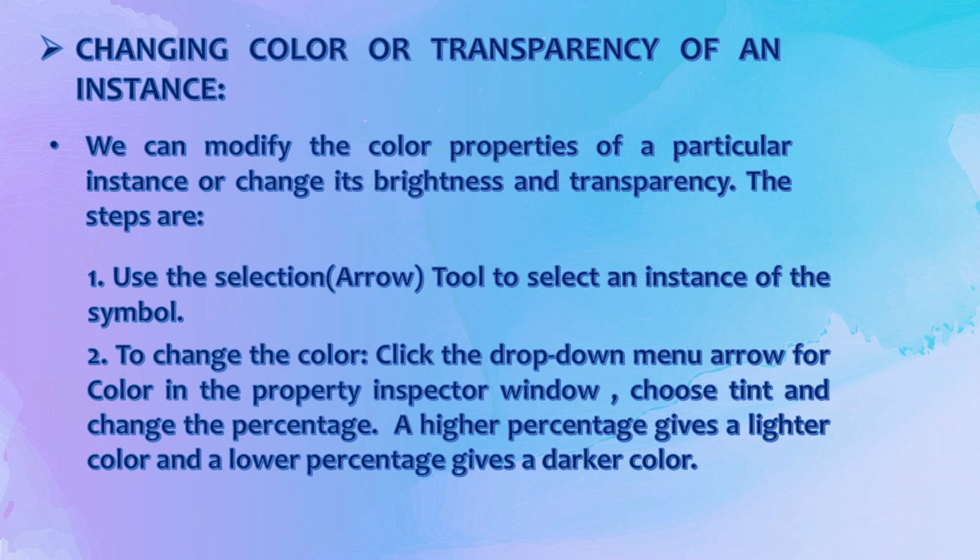The steps are: use the selection tool to select an instance of the symbol. To change the color, click the drop-down menu arrow for color in the property inspector window. Choose tint and change the percentage. A higher percentage gives a lighter color and a lower percentage gives a darker color.